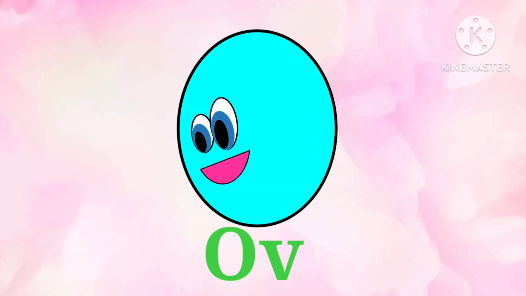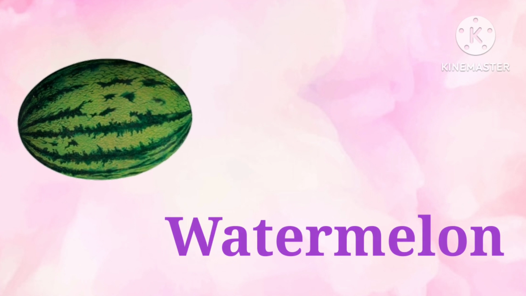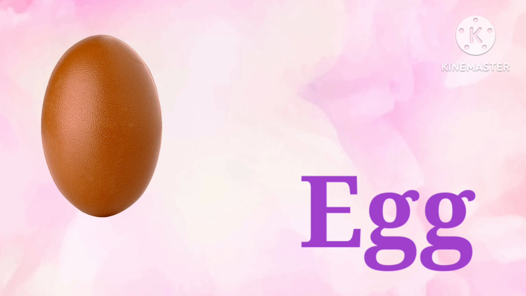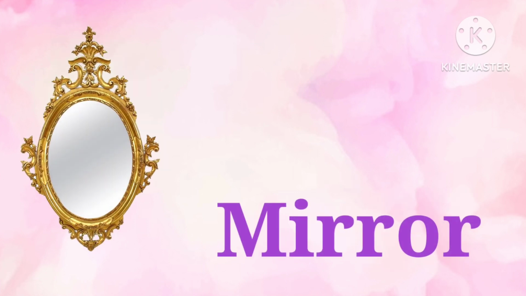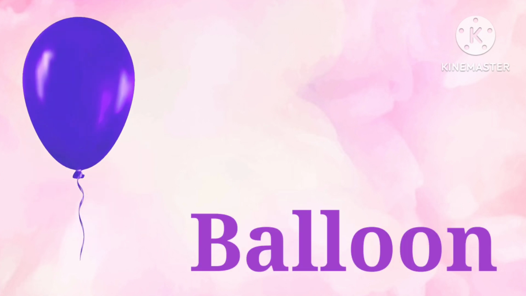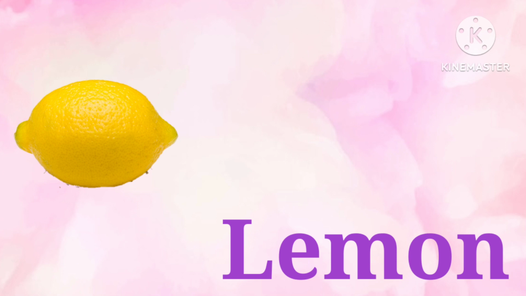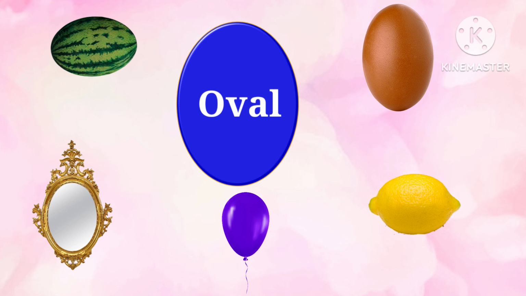Now, the next shape is oval. Let's have a look some examples of oval. Watermelon, egg, mirror, balloon, lemon. So, kids, remember, these all are the examples of oval.